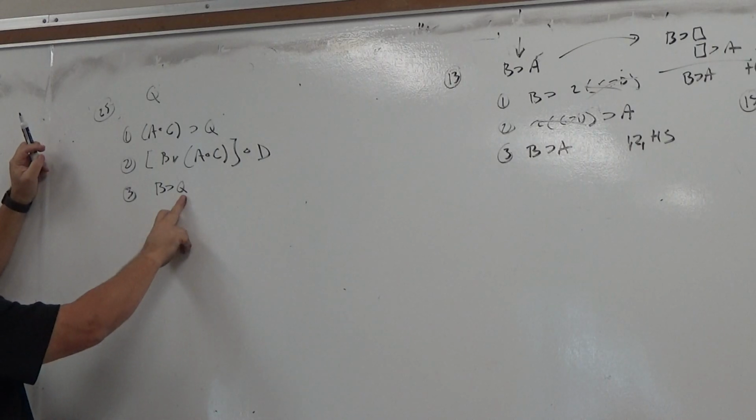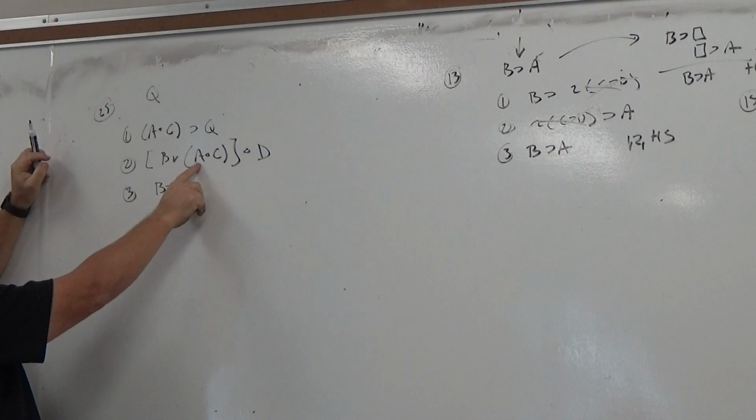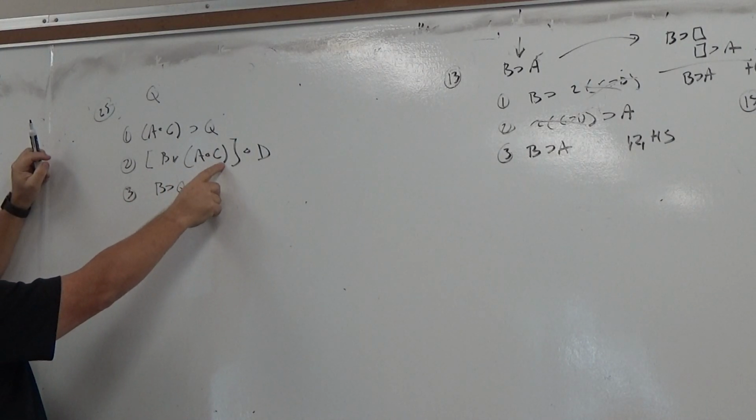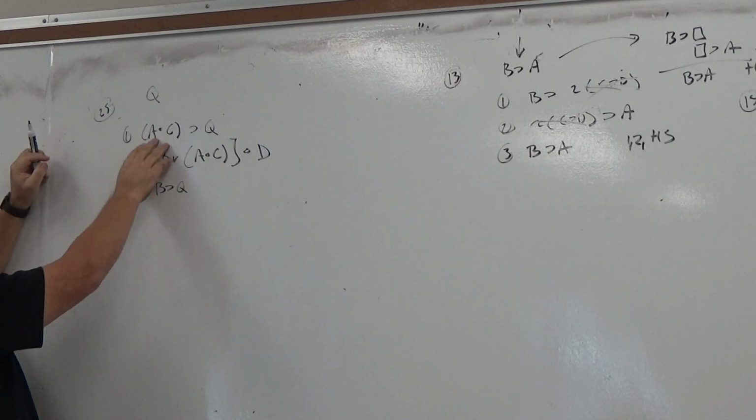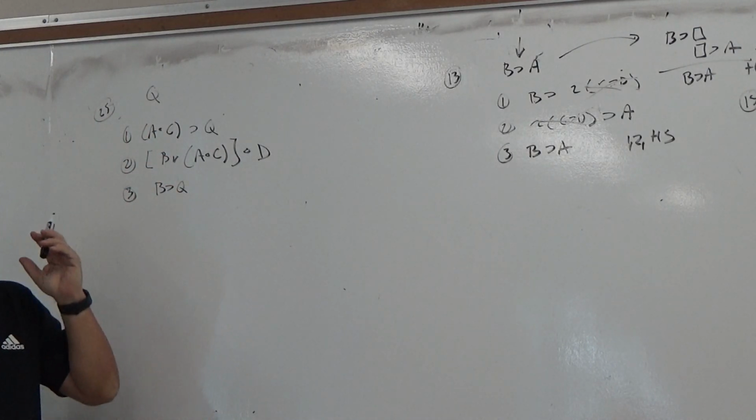What about this Q? I could go after this if I had a B. How could I get a B? I could get a B from here if I had a not A and C, not A and C, but all I have is an A and C, so I can't get that Q. Okay.